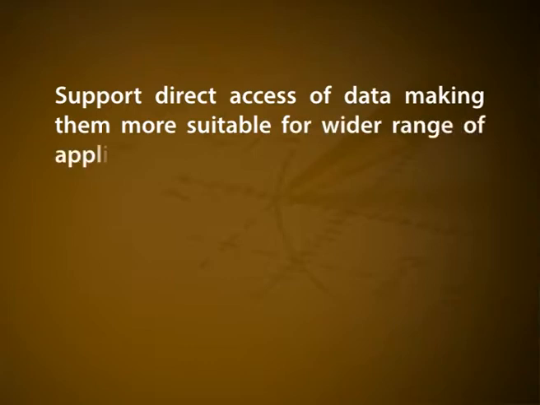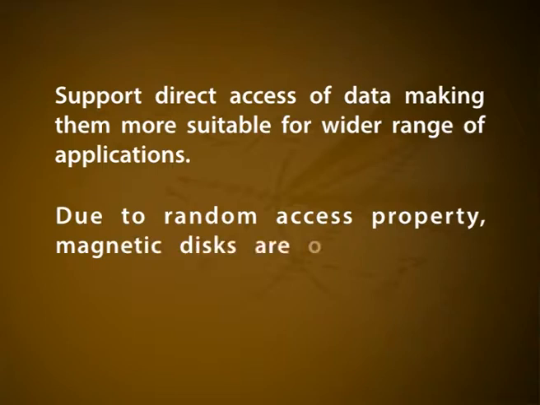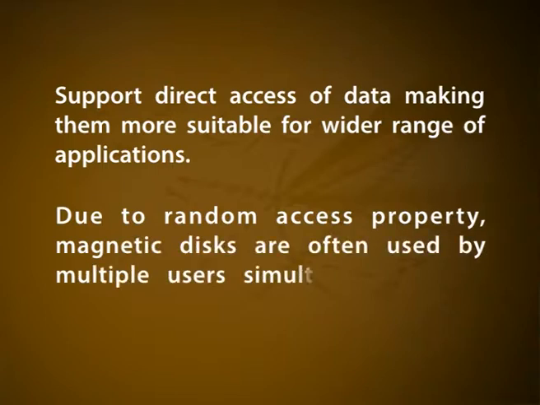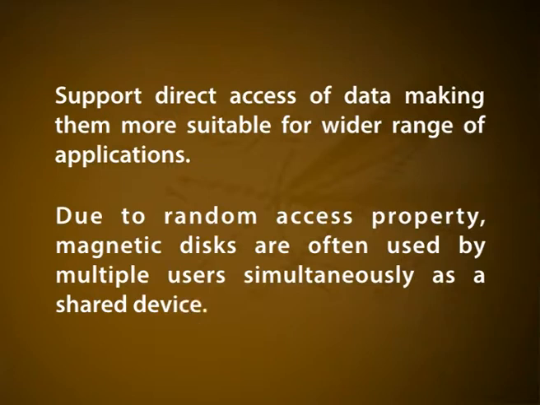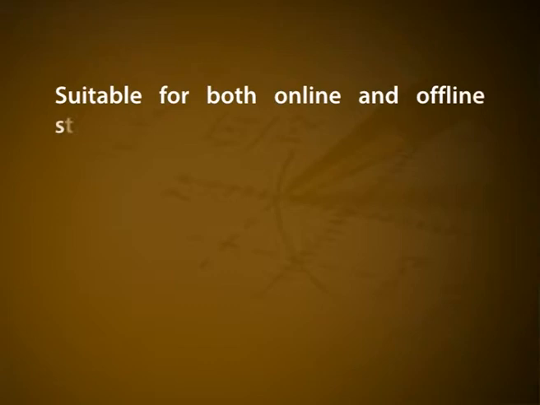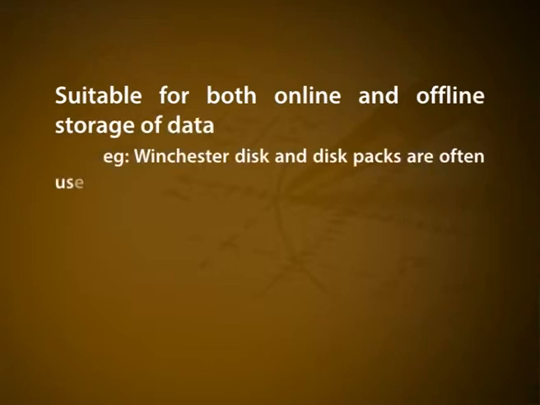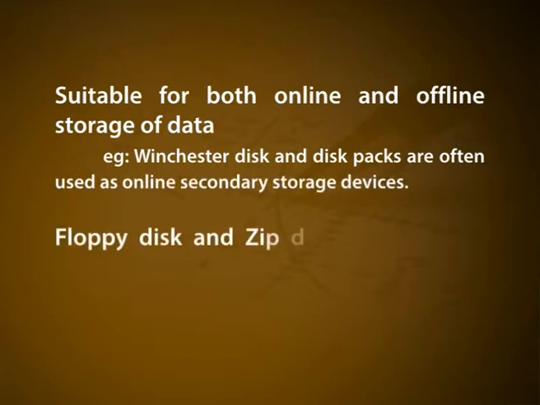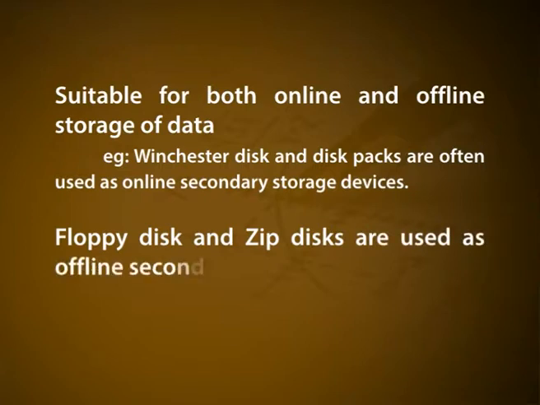Advantages: they support direct access of data, making them more suitable for a wide range of applications. Due to the random access property, magnetic disks are often used by multiple users simultaneously as a shared device. Suitable for both online and offline storage of data. For example, Winchester disk and disk packs are often used as online secondary storage devices. Floppy disk and SIP disk are used as offline secondary storage devices.